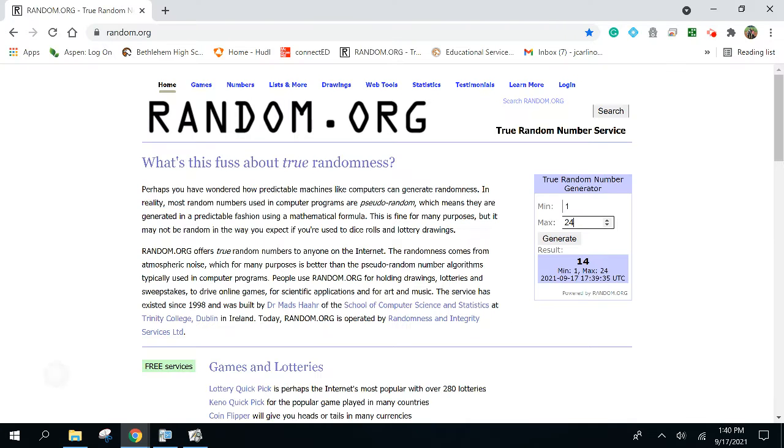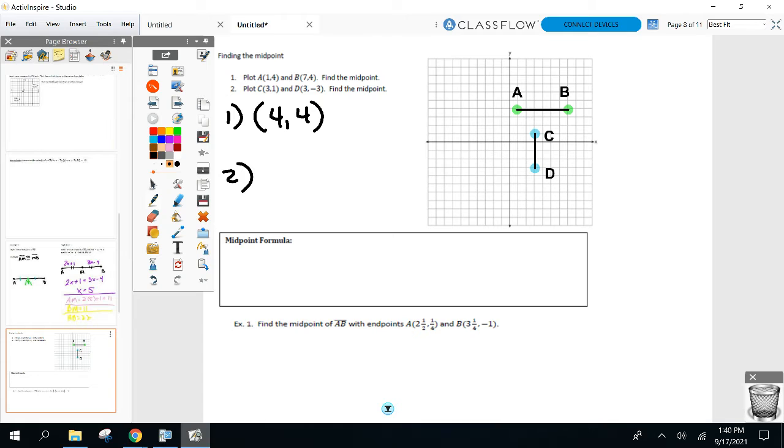Midpoint of CD. 2, Matt. 3, -1. 3, -1 looks good to me. All right, no issues there. Pretty easy. But like distance formula, when are we going to run into a problem? Go ahead, guys. Yeah, when it's not horizontal or vertical.